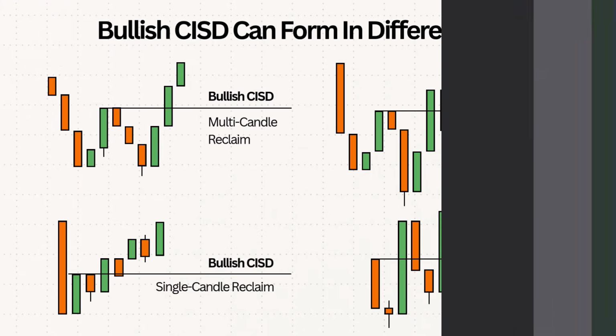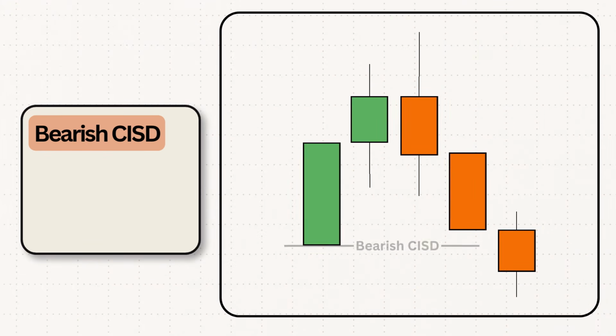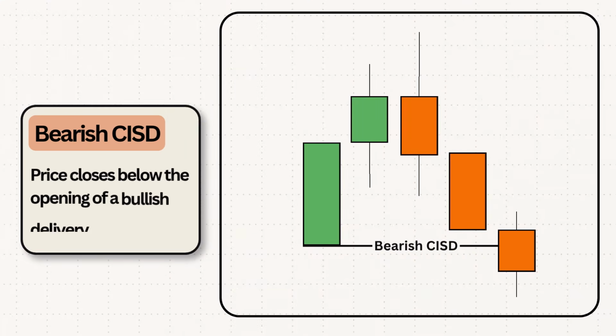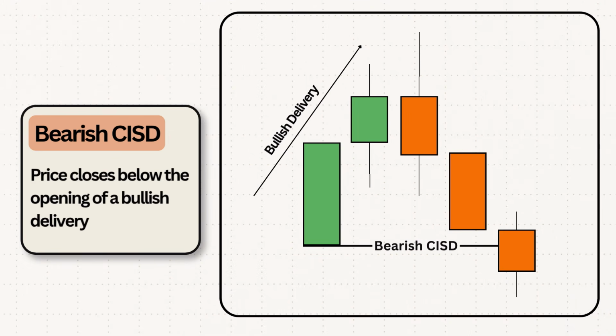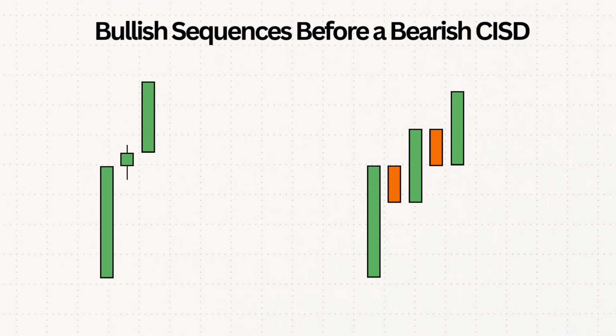Now, of course, the opposite is also true for bearish CISD. A bearish CISD happens when price closes below the opening of a bullish delivery. In other words, buyers were initially in control and price was delivering higher, but sellers eventually step in, reclaim that delivery, and close price back below its opening level. That becomes the first sign that bullish delivery may be weakening and shifting bearish. And just like in our previous example, this bullish delivery can appear as multiple bullish candles and also a single bullish candle before sellers take control.